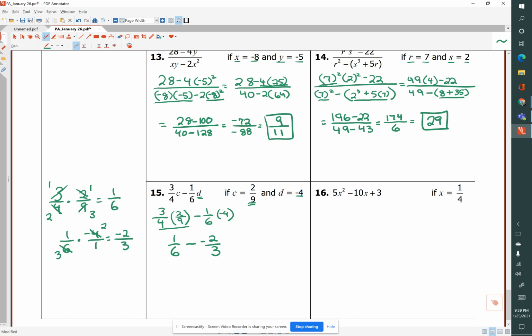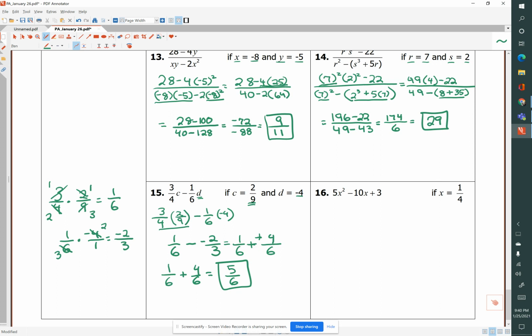And I have a feeling I'm going to wish I left that in 6ths. So let's convert that right now. That will be 1/6 minus, and if I make the denominator 6, 3 times 2 is 6, 2 times 2 is 4. So minus 4/6. Now, the next thing is when we subtract a negative, it's the same as adding a positive. So we make those positive. I'm going to rewrite that here. 1/6 plus 4/6. And that's an easy add. 1/6 plus 4/6 equals 5/6.